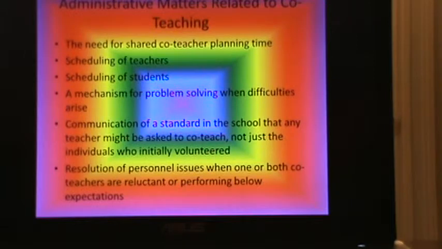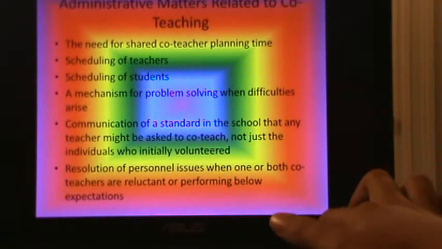Administrative matters related to co-teaching. The need to share co-teacher planning time, scheduling for teachers, scheduling for students, a mechanism for problem solving when difficulties arise, communication of a standard in the school that any teacher might be asked to co-teach, not just individuals who initially volunteered, and resolution of personnel issues when one or both co-teachers are reluctant or performing below expectations.